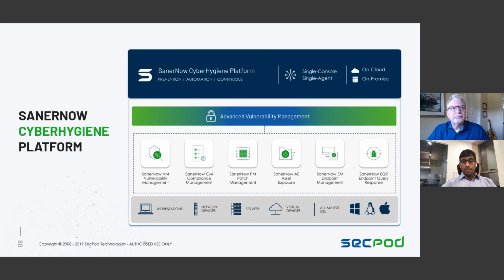So there are people who ask, can I take patch management alone? Can I take the configuration management or compliance management module alone? We have that model built into our platform as well. You can enable different modules and work with only that module, and over a period of time have a transition plan to migrate into this platform.